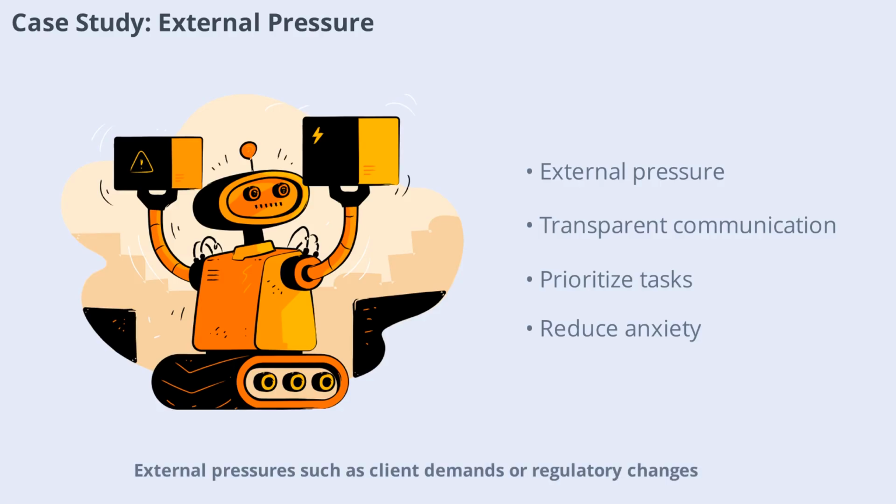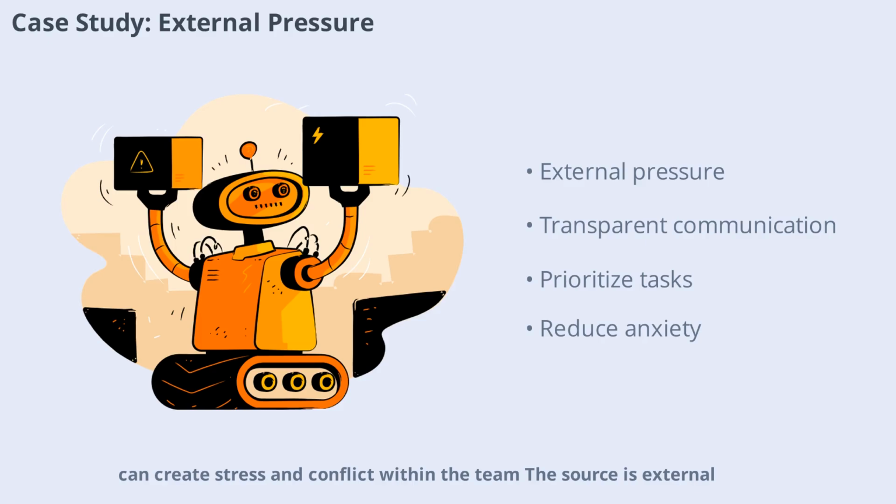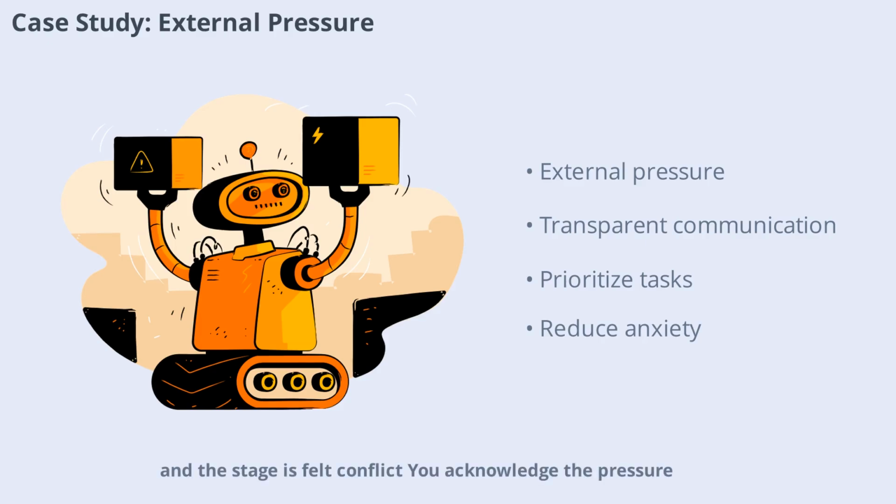External pressures such as client demands or regulatory changes can create stress and conflict within the team. The source is external, and the stage is felt conflict. You acknowledge the pressure, communicate transparently, and prioritize tasks. By involving the team in decision-making, you reduce anxiety and foster a sense of control.